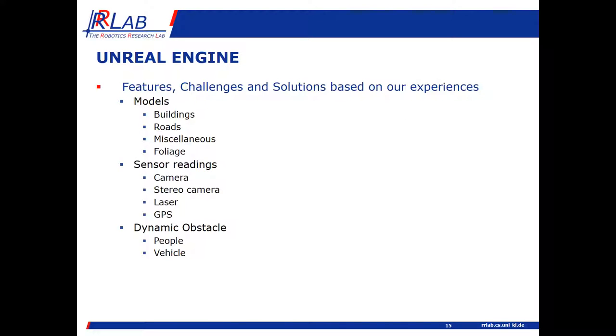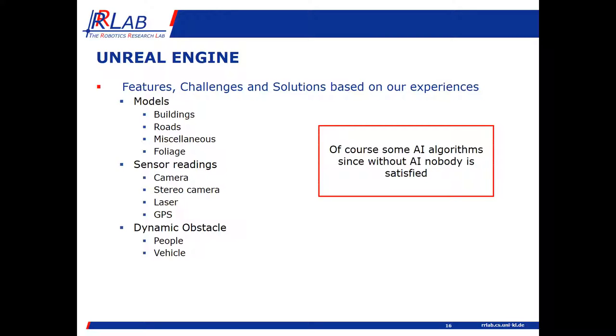Now, going further, on the models and features, we'll talk about these. We have developed these different models ourselves: buildings, roads, miscellaneous stuff like benches, chairs, tools, foliage also. Then we have developed in RRLab these sensors: cameras, stereo cameras, laser scanner, GPS, also IMUs. Then we have dynamic obstacles like people and a vehicle. And of course we have implemented or tested the AI algorithms because everybody wants that nowadays.